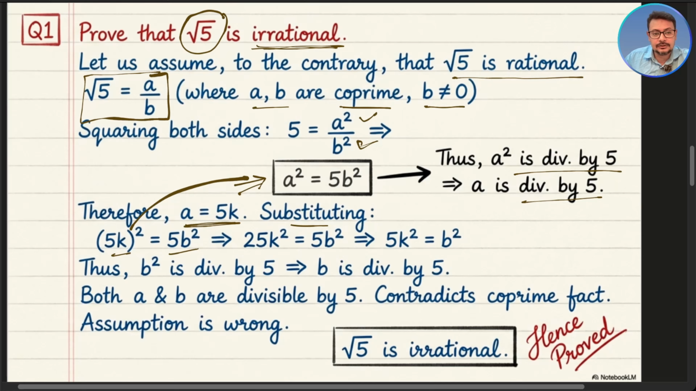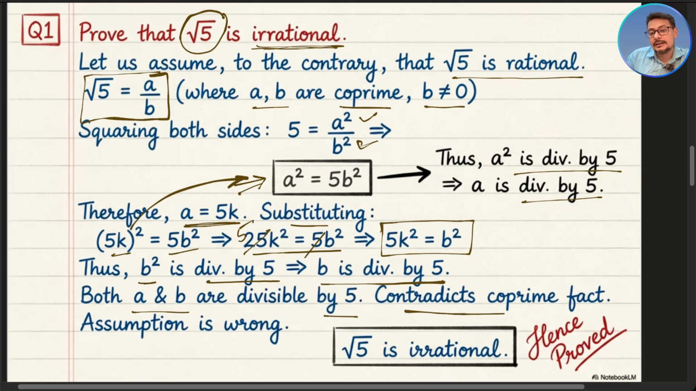We substitute in this particular equation. So 5k the whole square is equal to 5b square. That means 25k square is equal to 5b square, where we'll cancel 5 and get 5k square is equal to b square. Again, by theorem 1.3 we can say that b square is divisible by 5, therefore b is also divisible by 5. That means both a and b are divisible by 5. That contradicts the co-prime condition. Hence the assumption is wrong and root 5 is irrational.